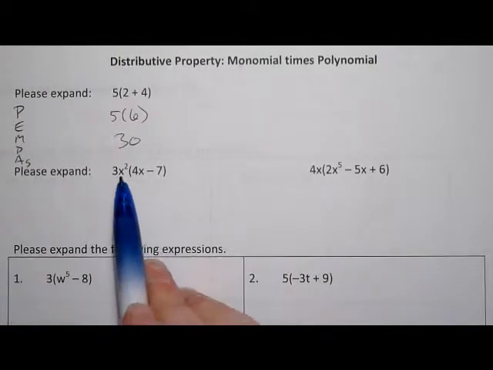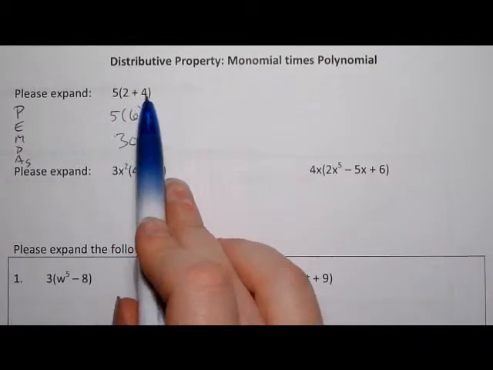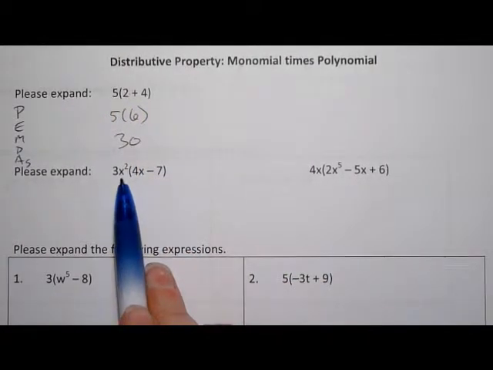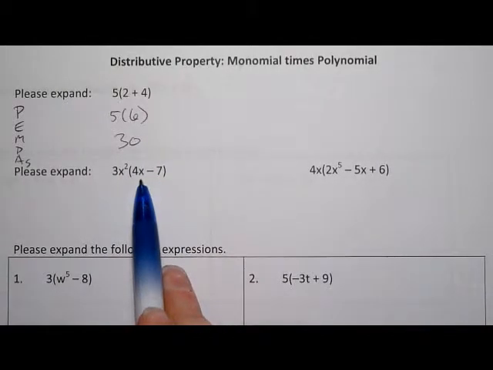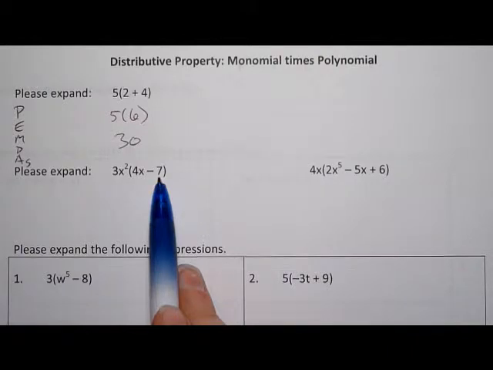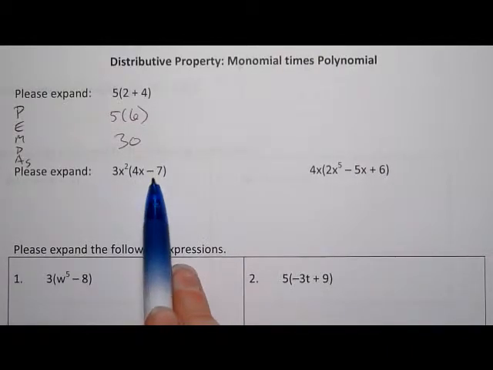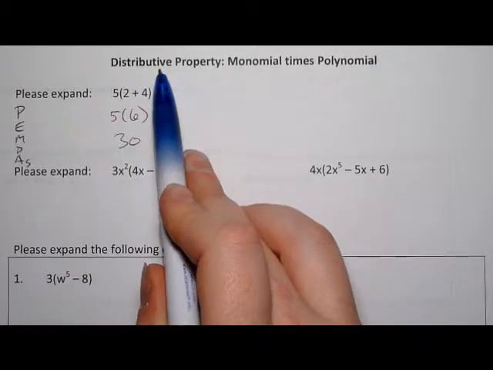But imagine that instead of being given just integer values, you now have variables. I can't add 4x and negative 7 because these are not like terms. So PEMDAS fails me at this point. I need a new strategy. This new strategy is the distributive property.